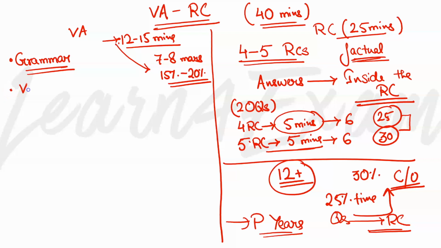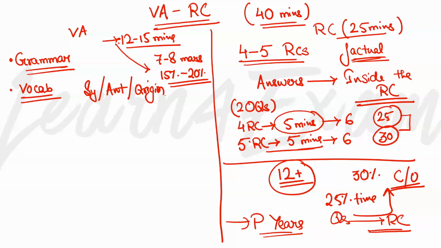What else? Vocabulary. Now, vocab is an intrinsic part of the verbal ability section in IIFT. You would be asked about synonyms. You would be asked about antonyms. You would be asked questions on the origin of the words. Where does the word come from? Is it a Latin word? Is it a French word? Where from does the word come from? So that's another important aspect that you have to keep in mind.